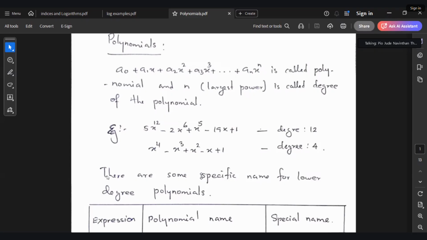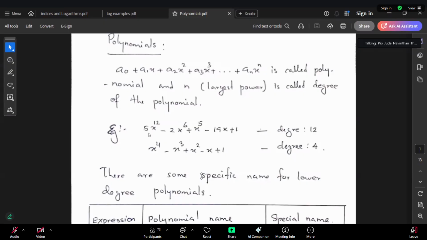Behave yourself. Very important thing. If you have any important matter, you can go. Leave it.